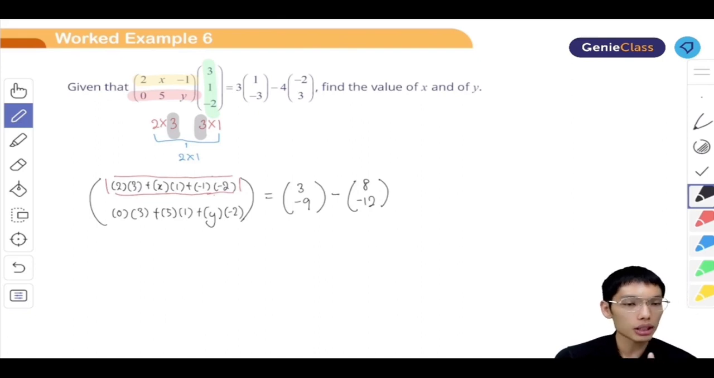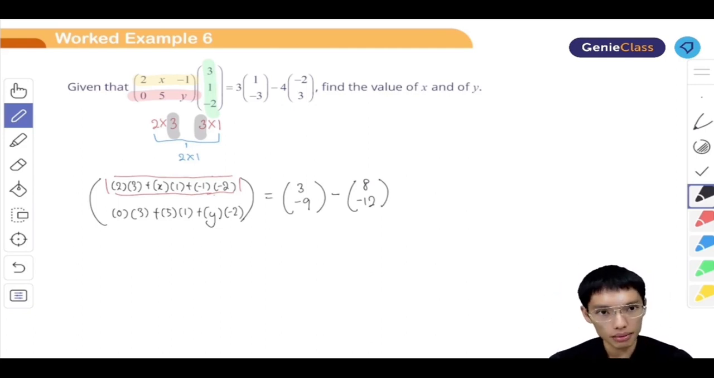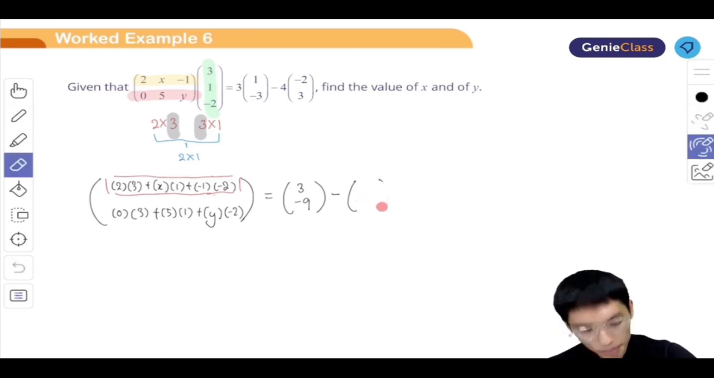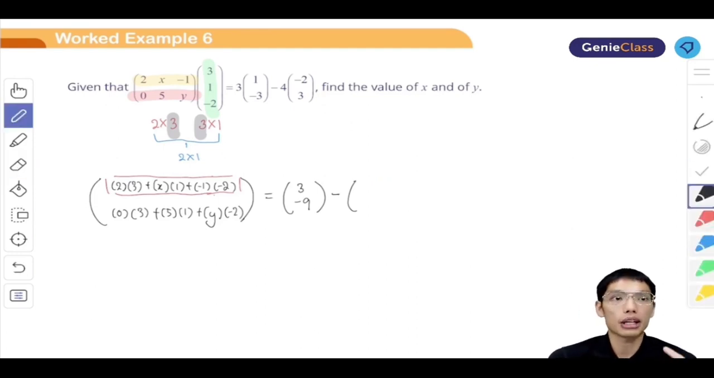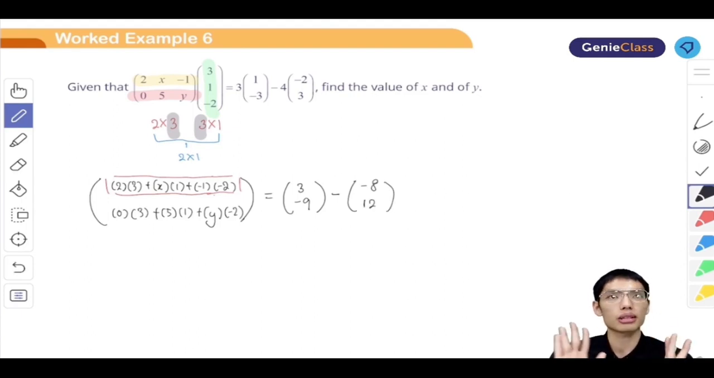Okay, I believe you multiply the -2 in, but in this case, I don't. Wait, let me just take a look. In this case, yes, you can multiply the -2 in, but for this particular working, I will not multiply the -2 in, but it's okay. It's still fine if you were to multiply the minus in. But if I don't multiply the minus in, I'm going to get -8 and 12. It's the same thing over here, so don't worry about it, okay?